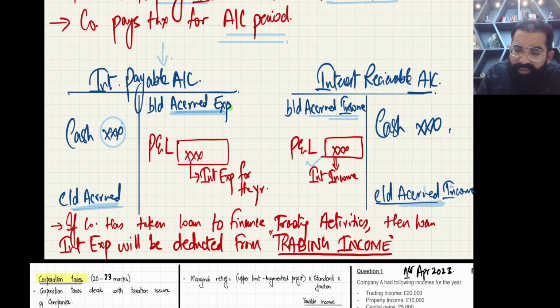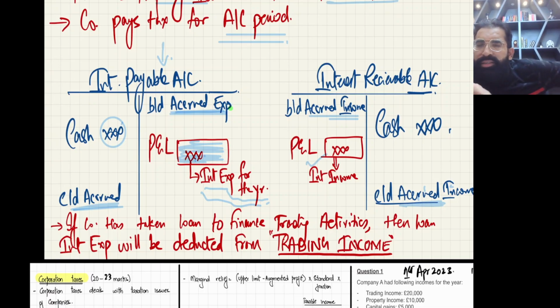And finally you get this red P&L balancing number. This is your interest expense for the year on the basis of accrual. So whenever you are doing a company's question, make this account and calculate interest expense first. I'm sure you have done this in your F3 level, basic level.